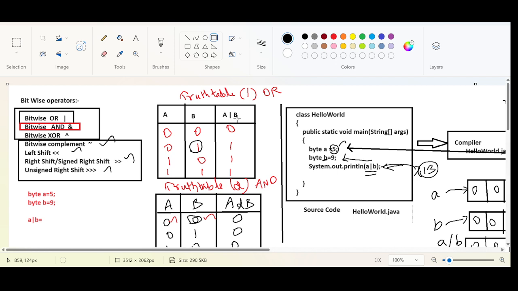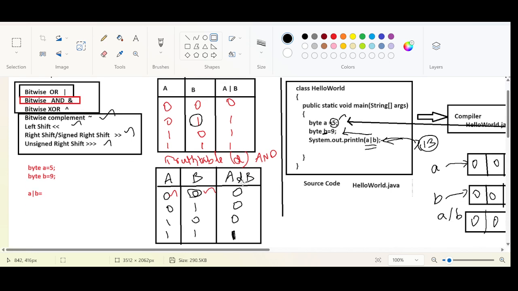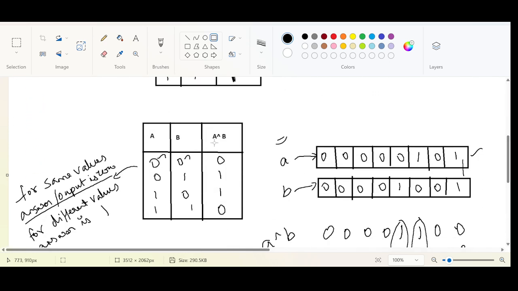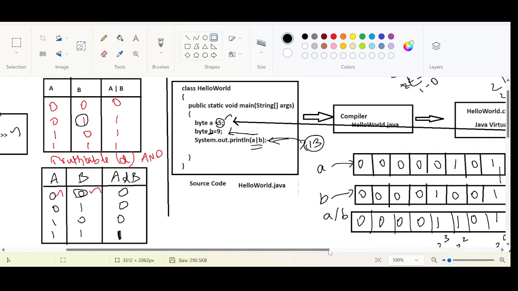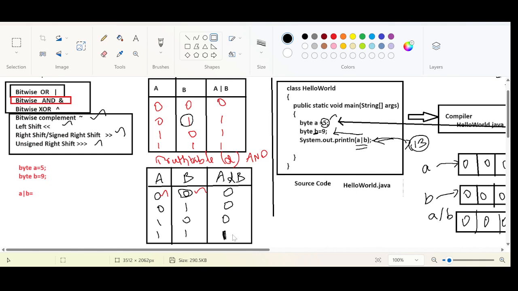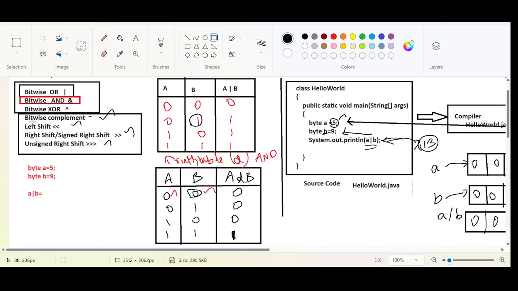The OR operator is just the opposite. If at least one value is one, the output is one. And we have the XOR operator, which means for the same values the output is zero, and for different values the output is one. We have taken a few examples on these operators. Now we will understand bitwise complement, left shift, right shift, and unsigned right shift. First we will go with the left shift operator. We will complete the shift operators, then talk about the bitwise complement operator for better understanding.